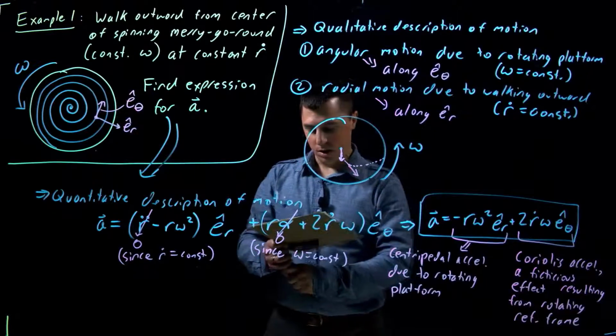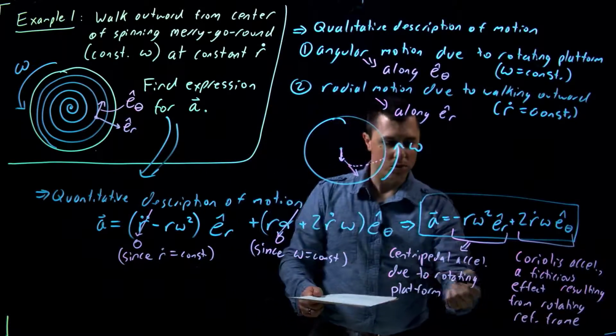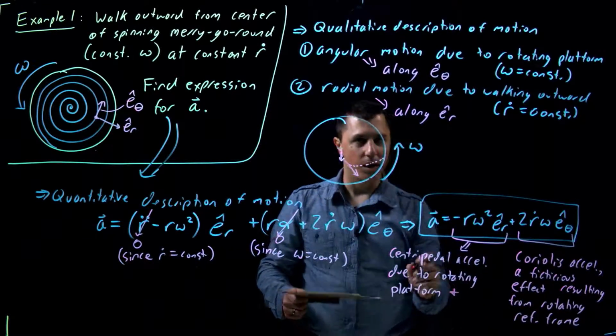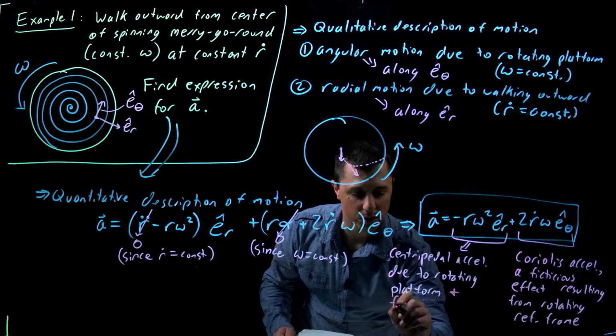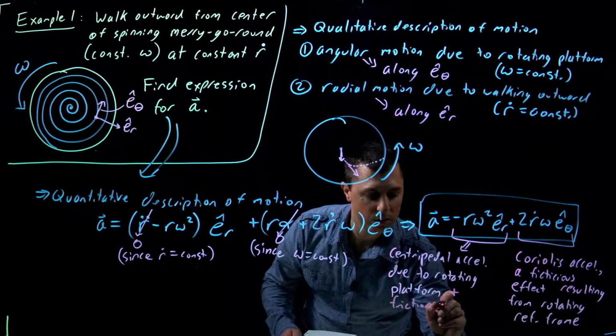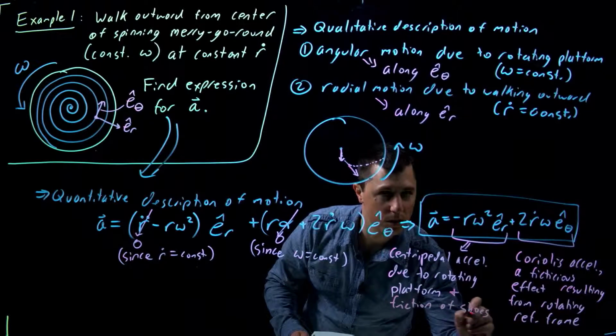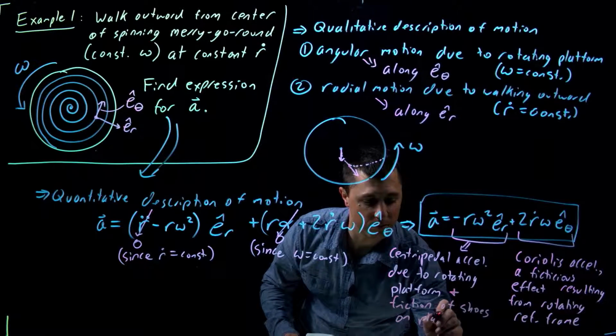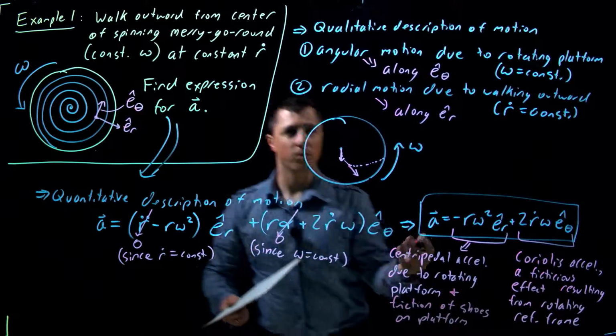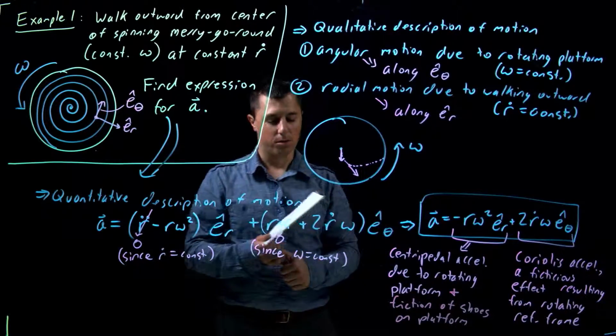Centripetal acceleration. Did I want to say anything? It's really due to the rotating platform and the friction with the person's shoes or whatever. Friction of shoes on the platform, that's what's providing the force that would cause this acceleration. Okay.